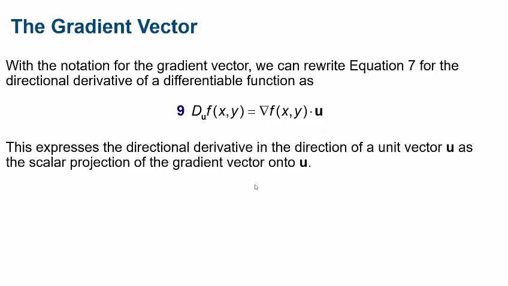With the notation for the gradient vector, we can rewrite equation 7 in this lecture for the directional derivative of a differentiable function as the following. The directional derivative in the direction of u is equal to the gradient dot product with the unit vector pointing in the direction we want. So this expresses the directional derivative in the direction of a unit vector u as a scalar projection of the gradient vector onto u. This is what this formula does.